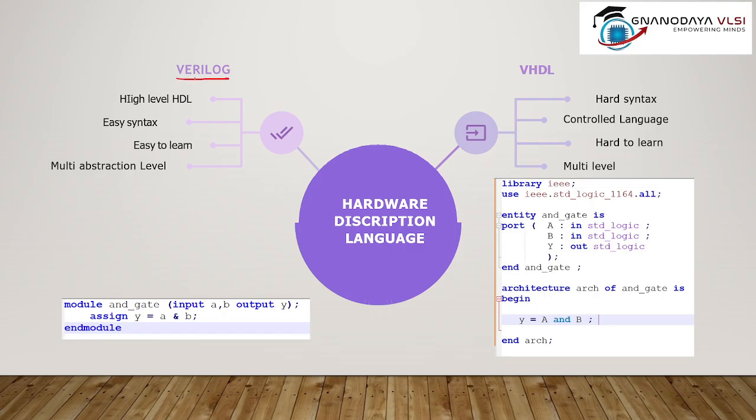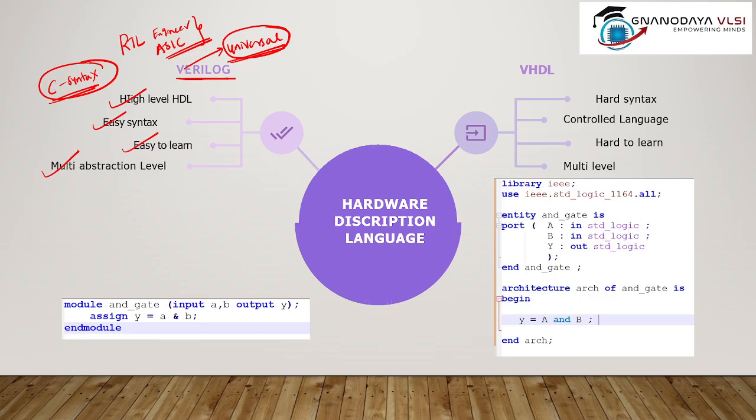If you see Verilog, this is a high level language, with easy syntax, easy to learn, and multi-level abstraction. This Verilog is universal. All over the world, RTL engineers for ASIC use Verilog only. So why is it easy? It follows C syntax. If you are comfortable with C, you can easily learn Verilog.